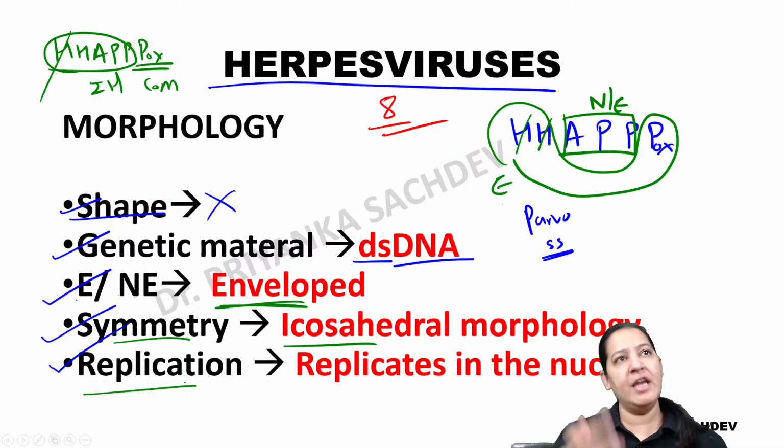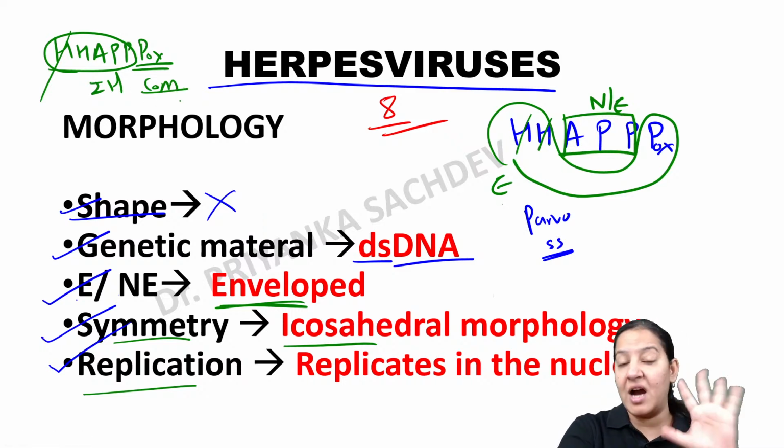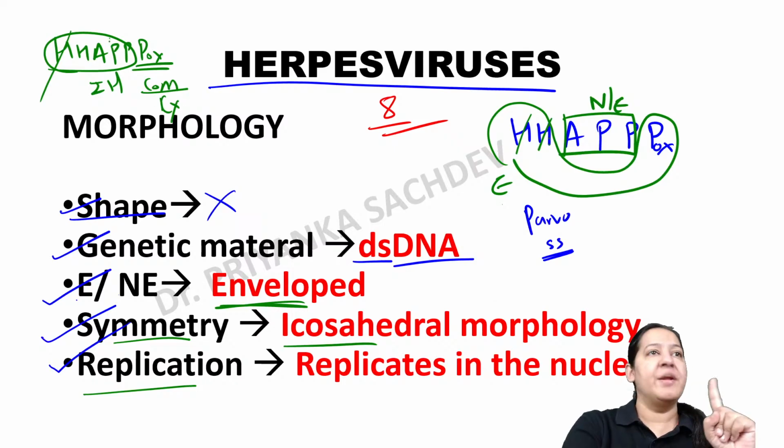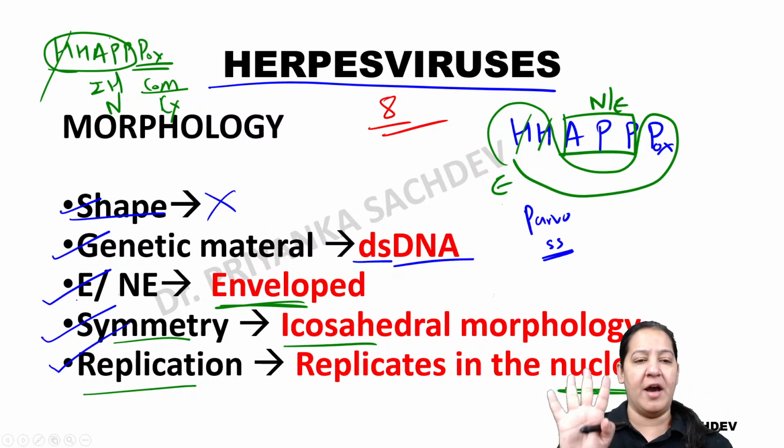About replication, again you know, only pox virus, which is the largest virus in DNA, replicates in the cytoplasm of the host cell. Remaining all five replicate in the nucleus. So it replicates in the nucleus. I am interested in herpes. So I hope everyone got it. Everyone got it. Give me a thumbs up. So that is about the morphology.